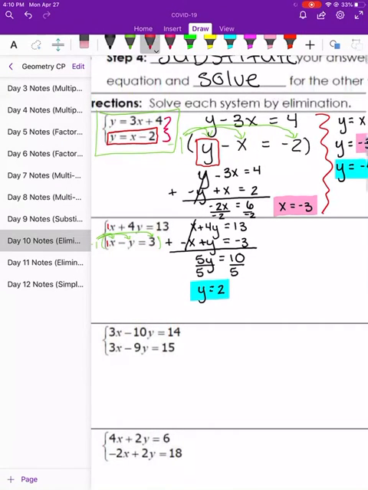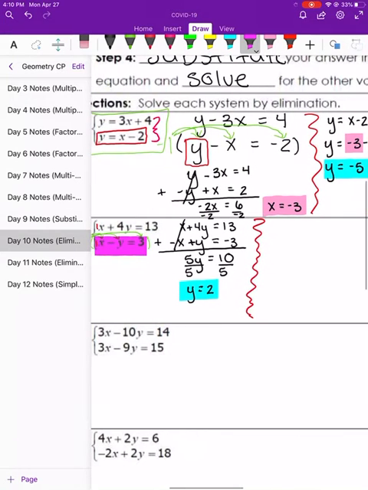Okay, I need to solve for x. So I'm going to plug it back into one of the originals. Okay, so I'm going to choose this bottom one. I think it's going to be easier. Again, it doesn't matter. So x minus y equal 3. I'm going to plug in y, so I get x minus 2 equal 3.